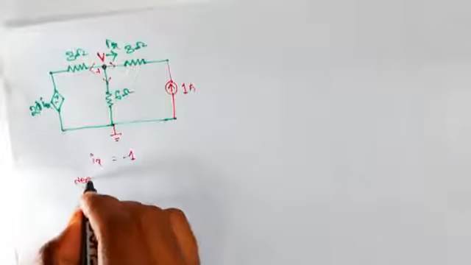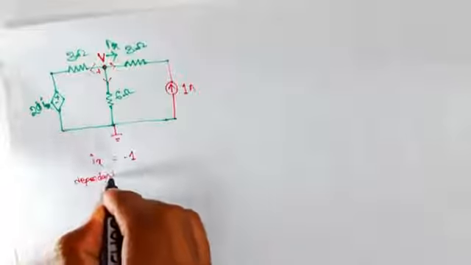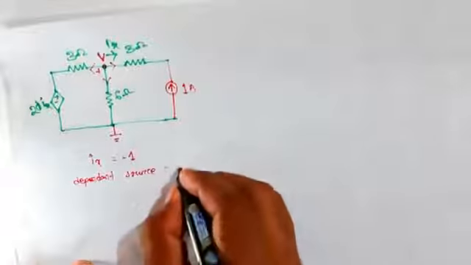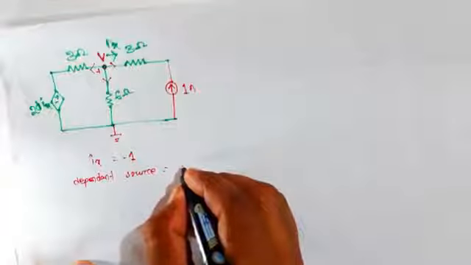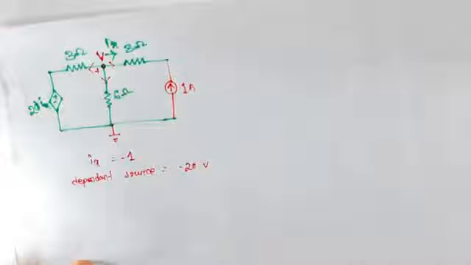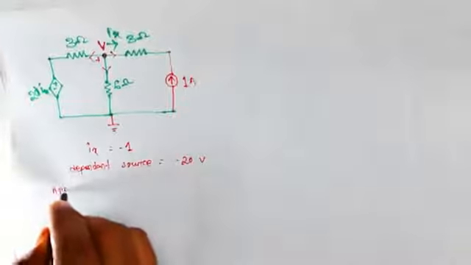Thus Ix is equal to minus 1, so that this dependent source value is equal to 20 into minus 1, so that is minus 20. Okay, minus 20 volt. Next, to apply KCL.